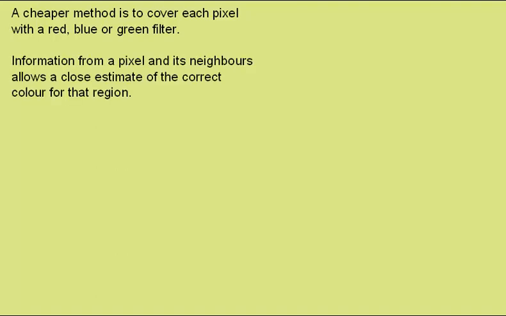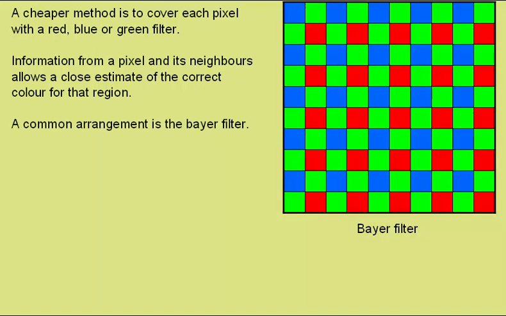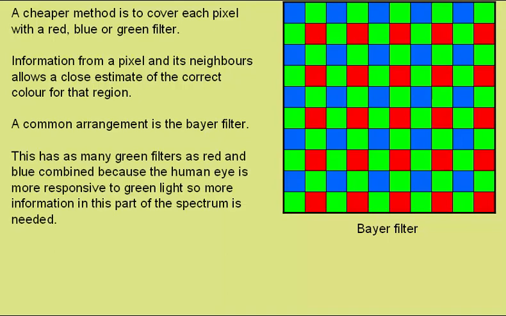A cheaper method, only requiring one CCD, is to cover each pixel with either a red, a blue, or a green filter. Information from a pixel and its neighbours allows a close estimate of the correct colour for that region. A common arrangement is what is called a Bayer filter, shown here, where we have rows of blue and green, followed by rows of green and red pixel filters. This has as many green filters as the red and blue combined, because the human eye is more responsive to green light, so more information in this part of the spectrum is needed.